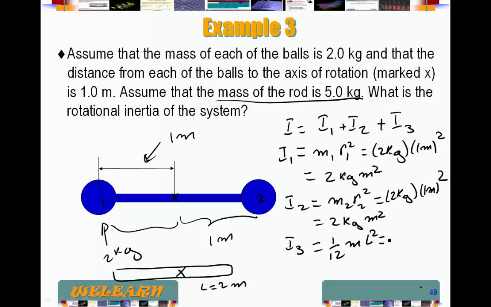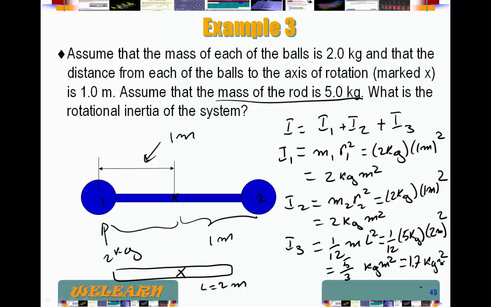So in this case, that's going to be 1/12 of 5 kilograms times 2 meters, that's the overall length of the stick, squared. Now 2 meters squared is 4, over 12, that gives us 1/3, so it's 5/3 of kilogram meter squared. 5/3, I think that's 1.67. 1.7 kilogram meter squared. So the overall moment of inertia is going to be the sum of all these three.